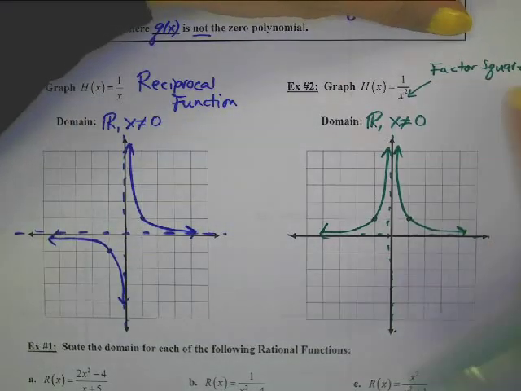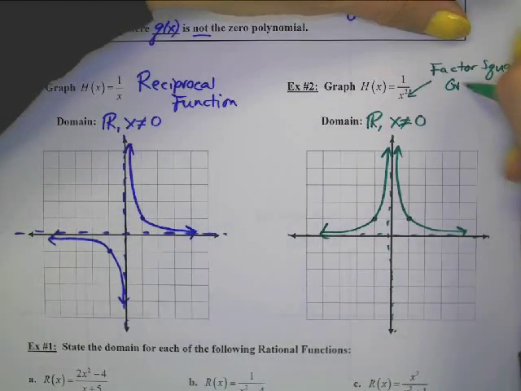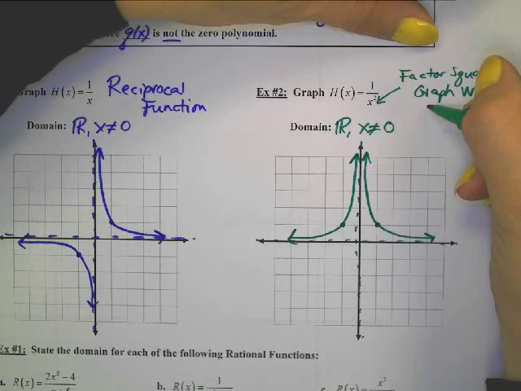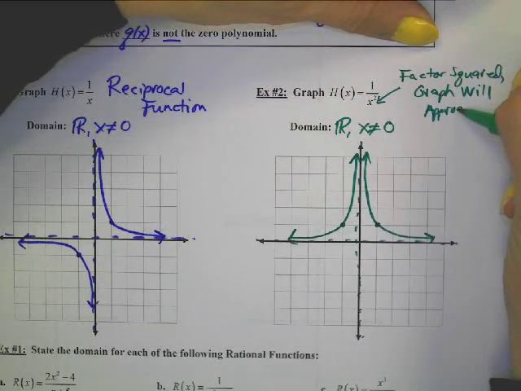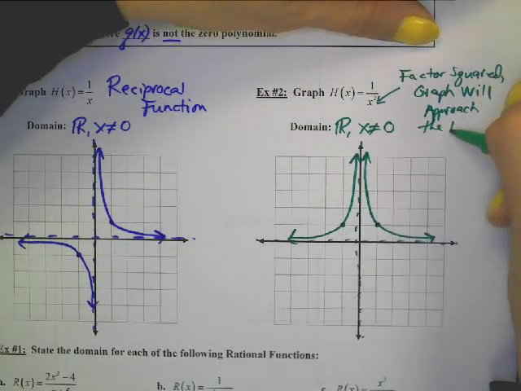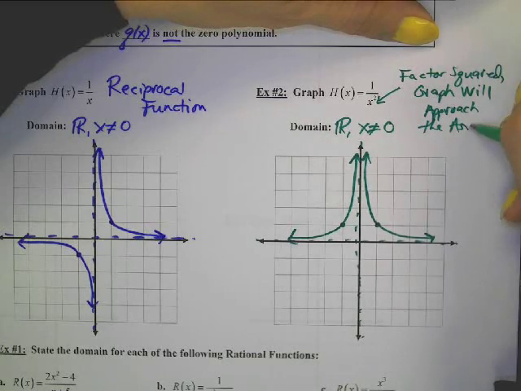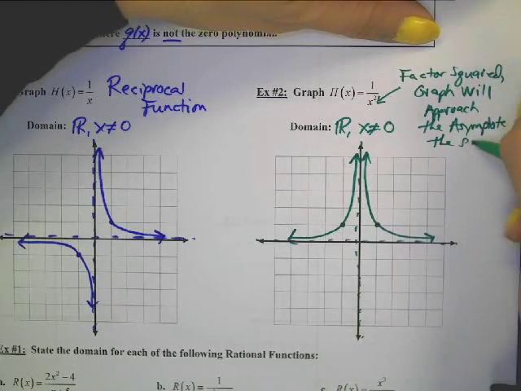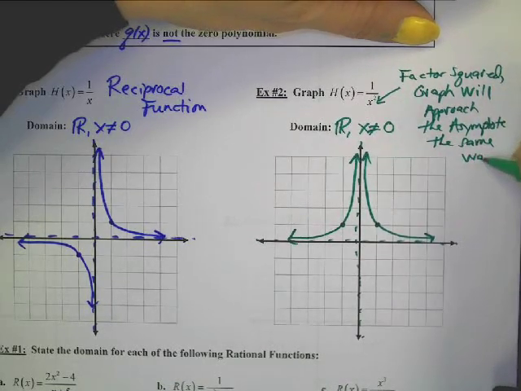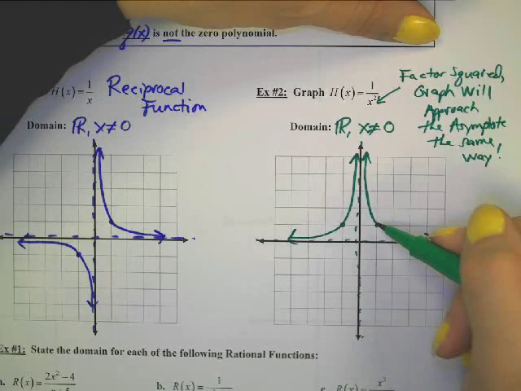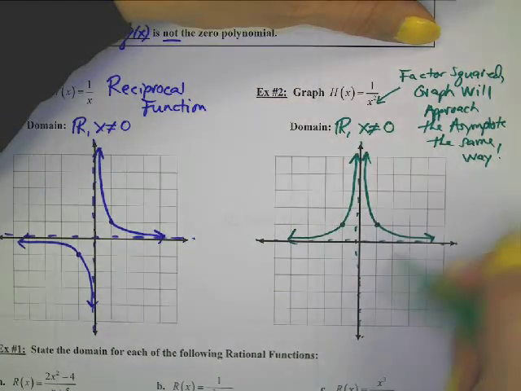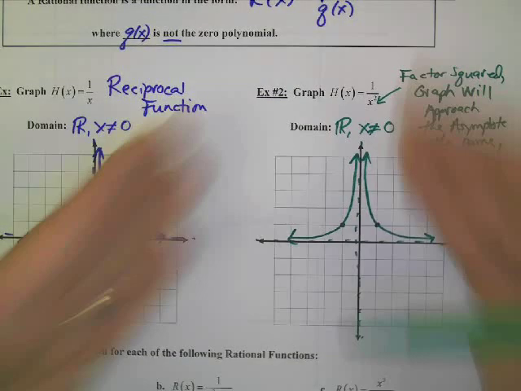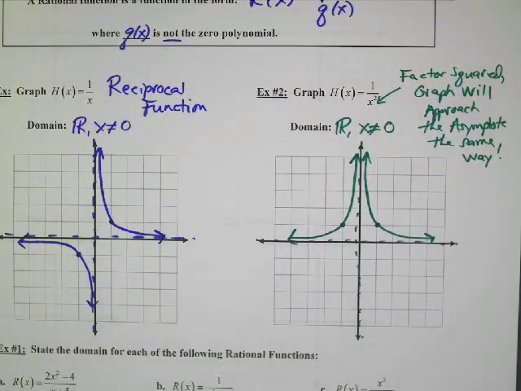So when the factor is squared, the graph will approach the asymptote the same way. And you kind of have to have one point here to get you started. It could be going down, down, going the same way too, but we have to have a point so we know that they're both going up.